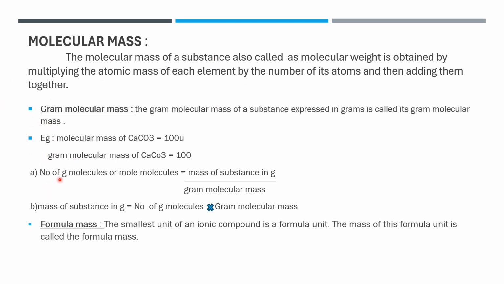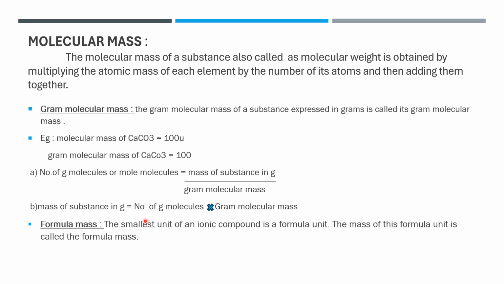So the number of gram molecules or moles is equal to what? The mass of a substance in grams divided by the gram molecular mass. Then the mass of a substance in grams is equal to what? The number of gram molecules multiplied by the gram molecular mass.